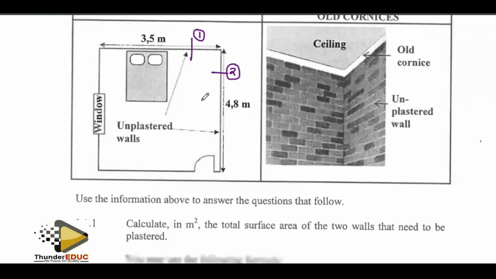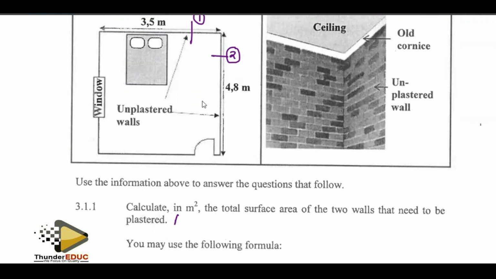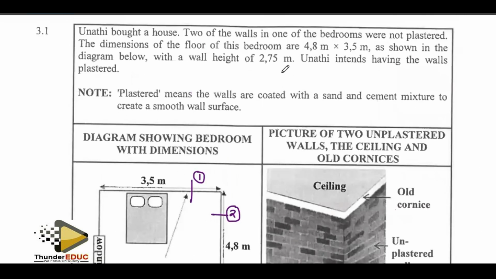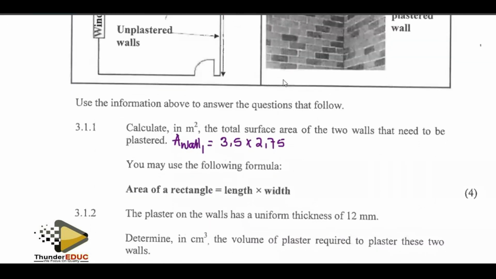So the area of the wall, I will name them. Area of wall 1, what will it be? Area of wall 1 will be 3,5 times the height of the wall, not times the length of the bedroom, times the height, because the wall stands. So remember the height, it was 2,75. Remember that in the scenario. So this is wall 1, which will be 3,5 times 2,75. You get the answer as 9,62. Don't forget, these are meters squared, but this is not the end. We are looking for the total surface area of the two walls.